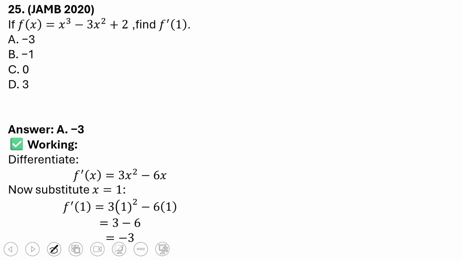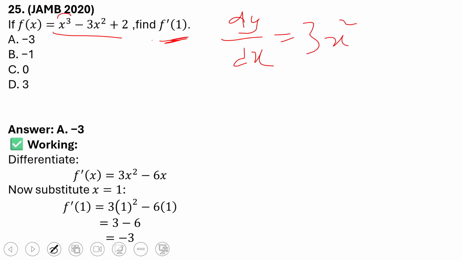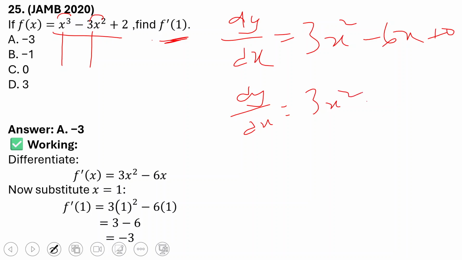Okay. 25 says f of x is this. Find dy/dx and put 1 inside, right? That's what this one means. You differentiate it and put 1 inside in the differential. So dy/dx of this function is equal to 3 times 1 is 3, then x raised to the power 2, that's this first one, then minus 2 times 3 is 6, I'm differentiating this one, then x, then plus 0. So dy/dx is equal to 3x squared minus 6x.